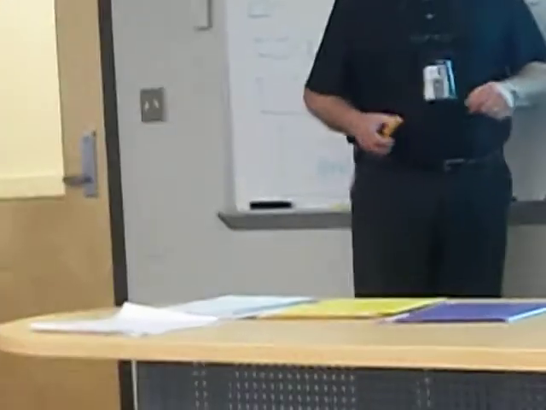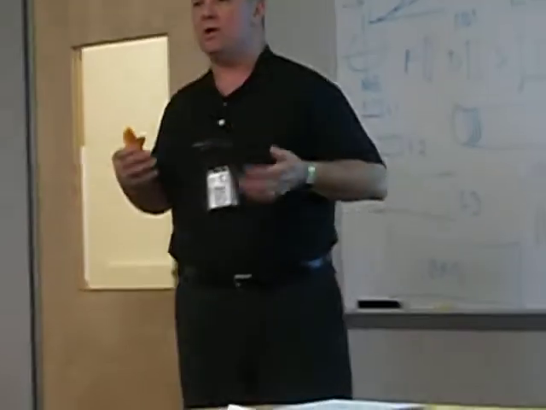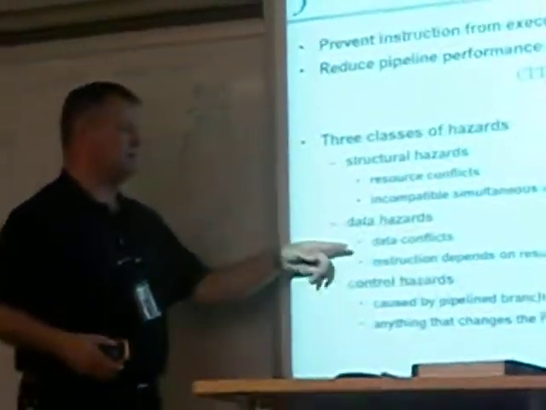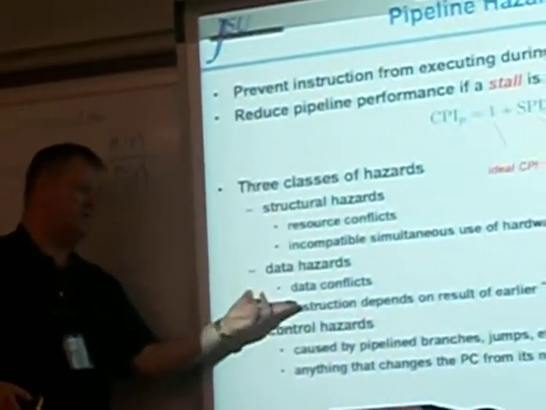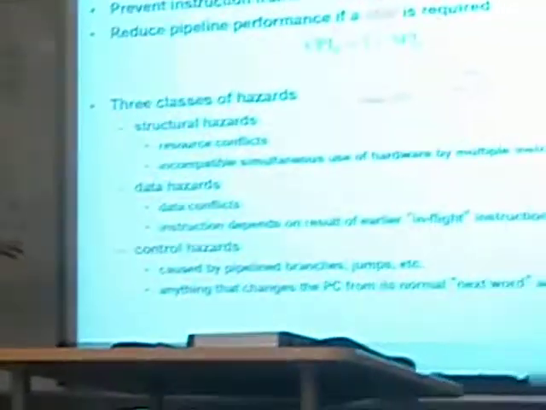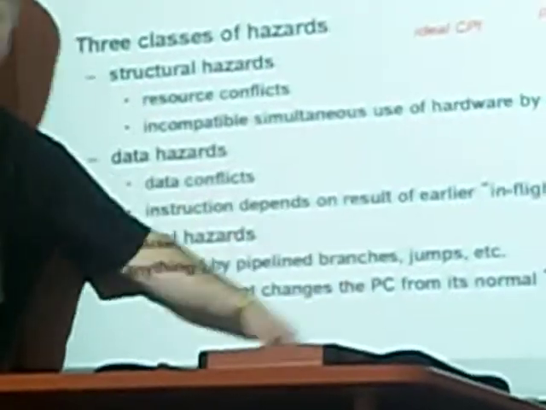And recall there were 3 classes of hazards: structural, data, and control hazards. Structural hazards were where there wasn't enough hardware. It was incompatible simultaneous use of hardware. Data hazards are things like data conflicts, where, for example, one instruction depends on the result of some earlier in-flight instruction. And then finally, and we haven't really looked at this yet, control hazards. These are caused by branches and jumps and so forth.